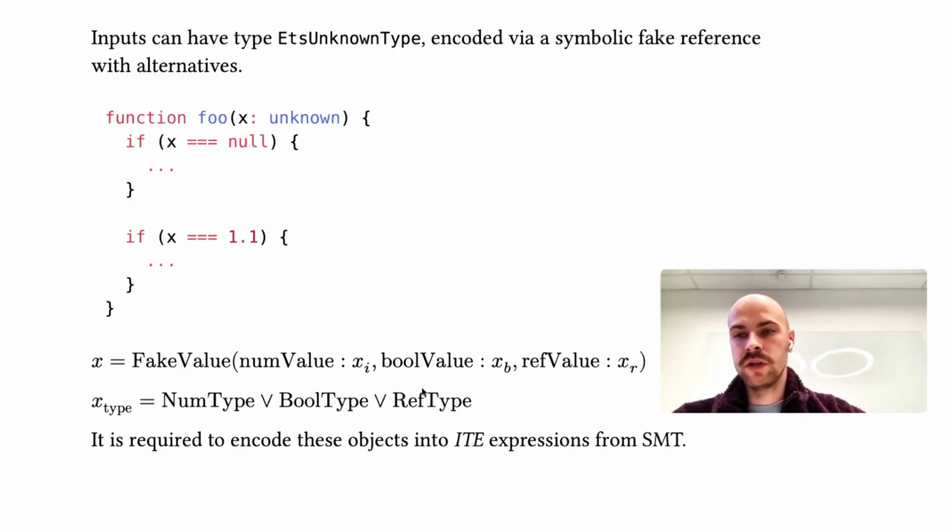We need to encode its type. It's a union of num type, bool type, and ref type. And encoding this into some ifs and else expressions in SMT, we can make it work fast enough, because otherwise we would need to work on different behaviors and get path explosion really, really fast.